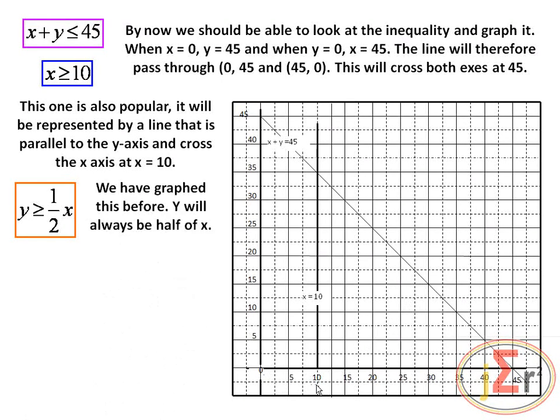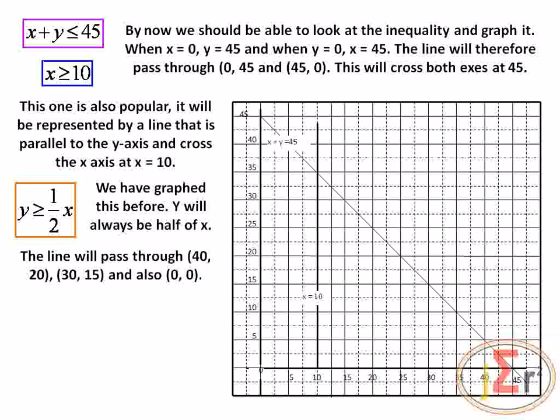So we have graphed this line before. Y will always be a half of x. So the line will pass through 40, and a half of 40 is 20, so it will pass through 40, 20. X is 40, y is half, so y is 20. And here we have, for 30, 15, y is a half of x, so x is 30, y is 15. And also it will pass through 0, 0. A half of 0 is 0. So it will pass through the origin. And there we have it.